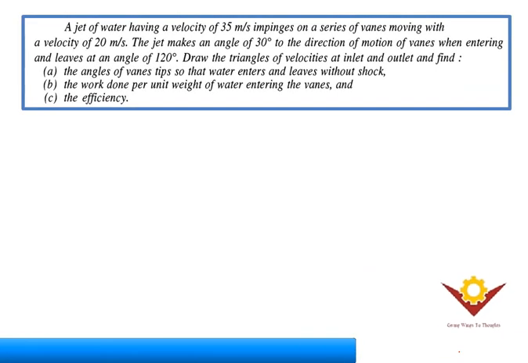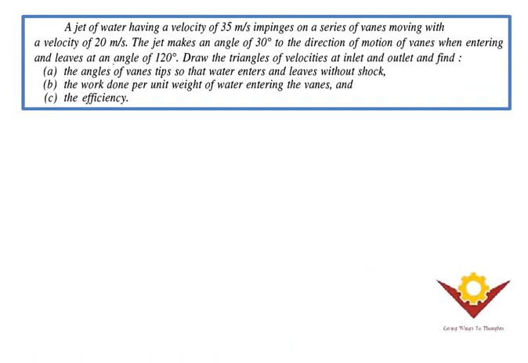And the next one: a jet of water having a velocity of 35 meters per second impinges on a series of vanes. You have to concentrate on this series of vanes: they are not stationary, they are moving with a velocity of 20 meters per second. It's the vane velocity, not the jet velocity. The jet velocity is 35 meters per second, and this velocity is the vane's velocity, small u.